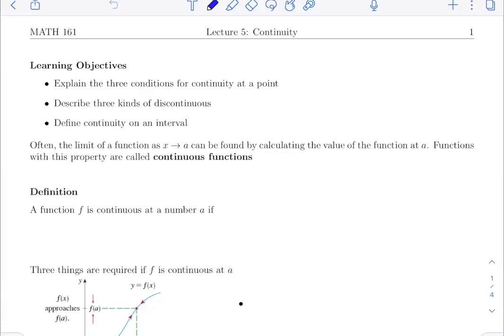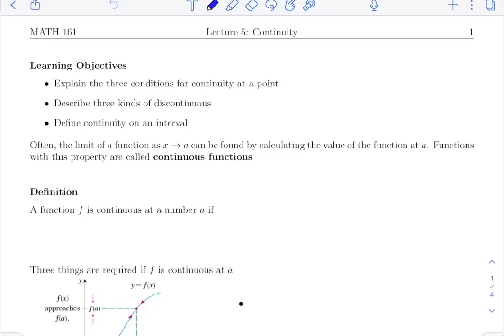Often, the limit of a function as x approaches a can be found by calculating the value of the function at a. Functions with this property are called continuous functions. So in the previous lecture, we could find the limit of a function by direct substitution because the functions that were chosen have the property called continuity.